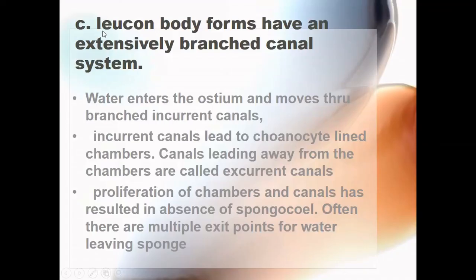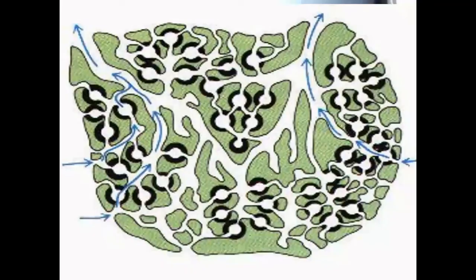And next one, we have the leucon body form, which is more complex than the ascon. So meron na siyang canal system. And ito ang usual na itsura. So marami na siyang canal system. And this type of body form ng sponge is likely more resistant to pressure. So they are usually found deeper compared to the ascon type.